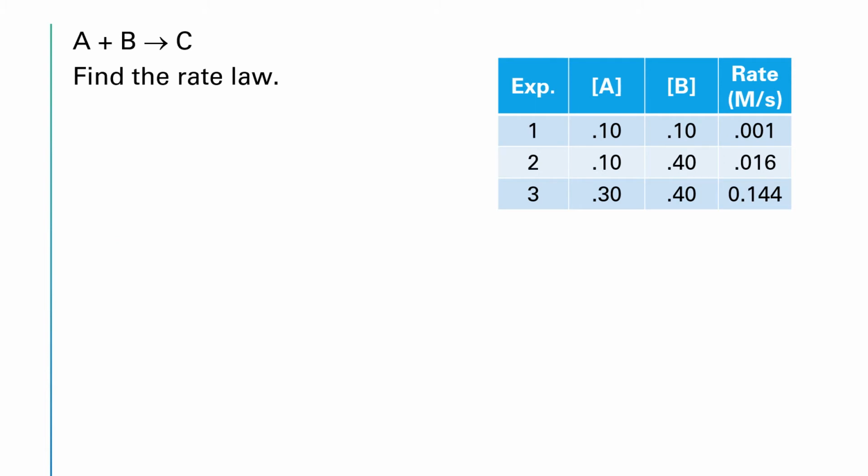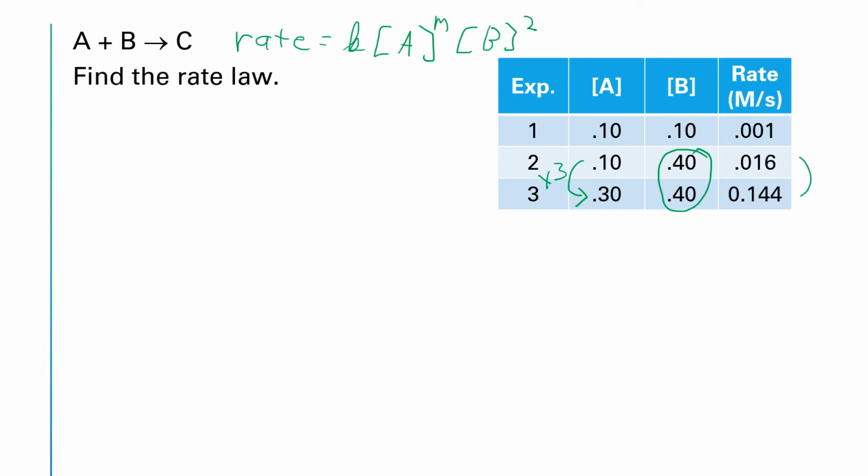To start off our search for M, remember that we're working with rate is equal to K times A to the M times the concentration of B squared. So we already know the exponent on B, we're looking for the exponent on A, so we're looking to compare two experiments where B is held constant. B is held constant between experiments 2 and 3, and it looks like the ratio here is 3 on the concentrations, and then on the rates, we have a ratio of 0.144 divided by 0.016.